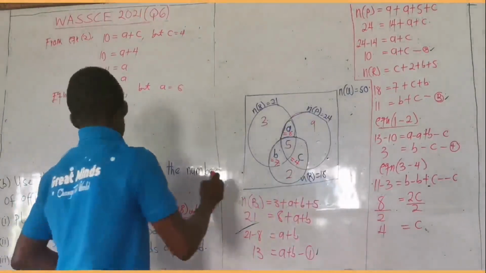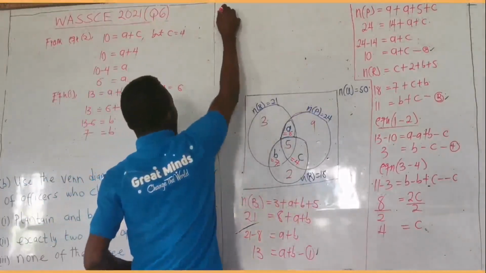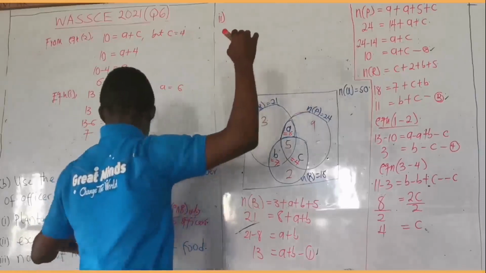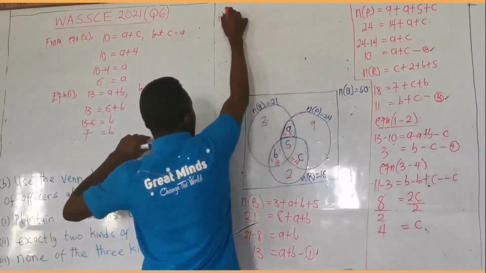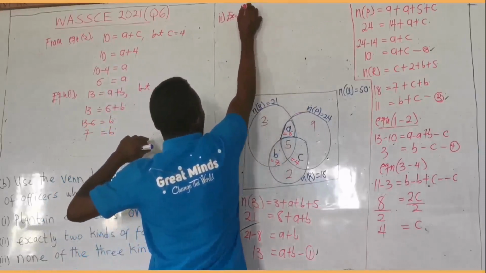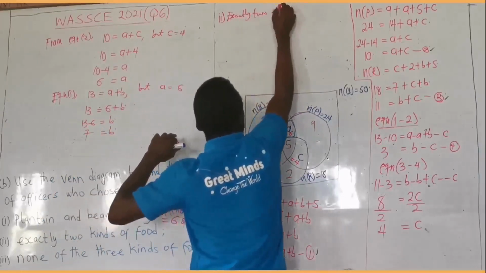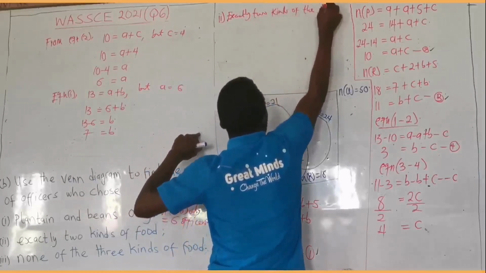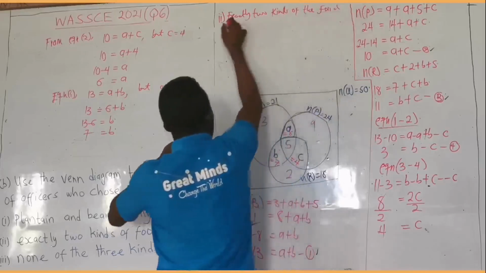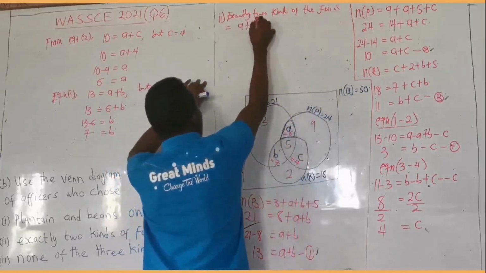Let's answer part I. I've answered that one. Exactly 2 kinds of the food is going to be on the diagram, which is going to be A plus B plus what?